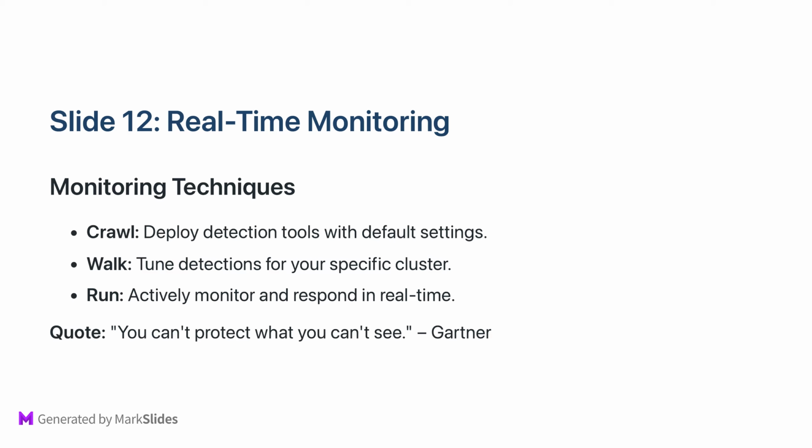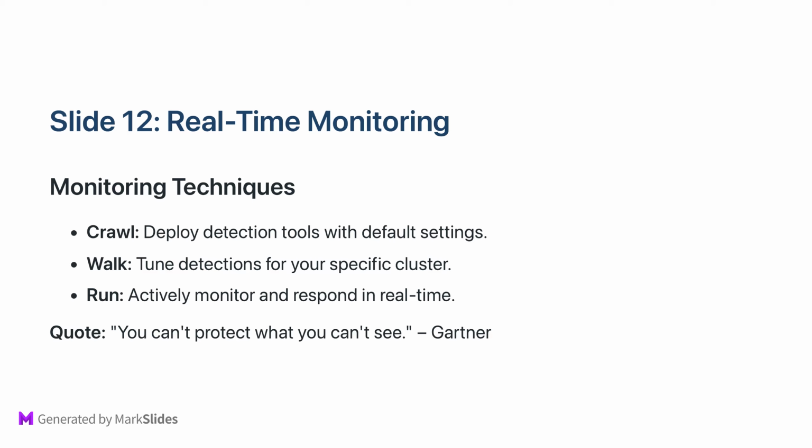2. Walk. Once the basic setup is in place, it's time to fine-tune your detections. This means adjusting the settings to better match the specific needs and characteristics of your cluster. Tailoring these detections allows you to filter out noise and focus on what really matters, greatly improving the accuracy and relevance of the alerts you receive.